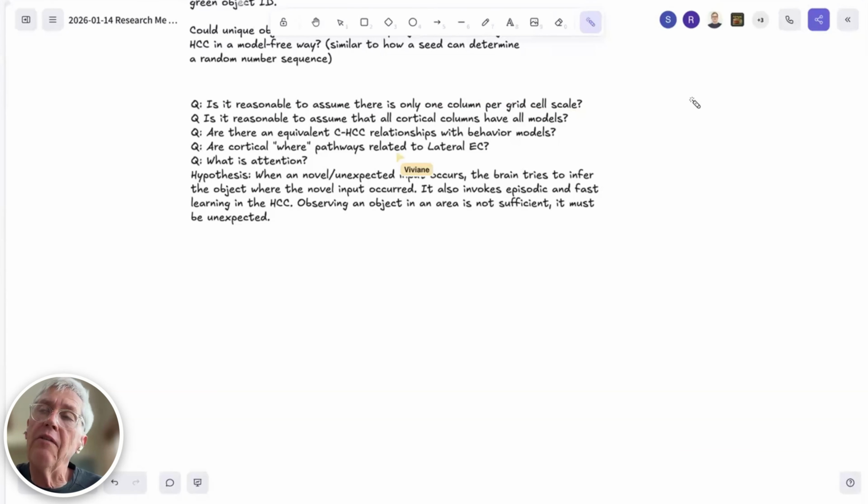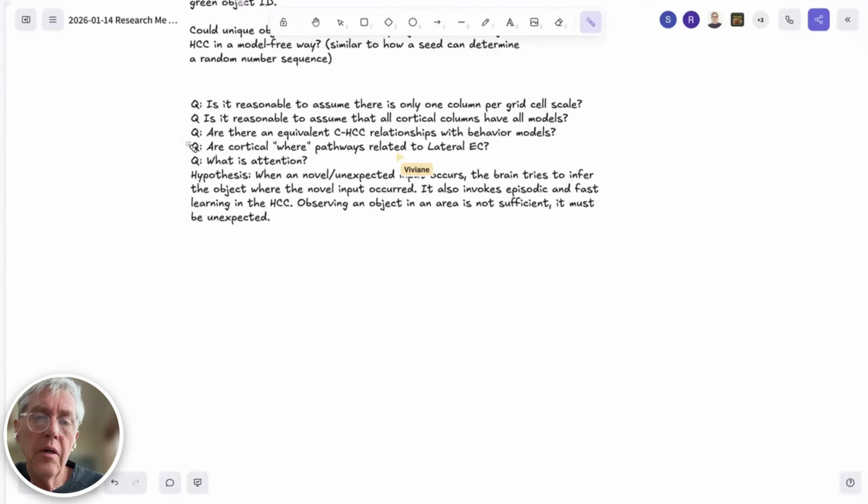I think it's reasonable if I don't assume that those columns remember models permanently, if all they're doing is temporarily learning compositional relationships. Is it reasonable to assume that all columns have all models? This is a basic assumption of the Thousand Brains Theory. And I've always wondered, do all these columns in a region have to have all the models? Is it reasonable to assume that all can learn them? That's an ongoing thing.